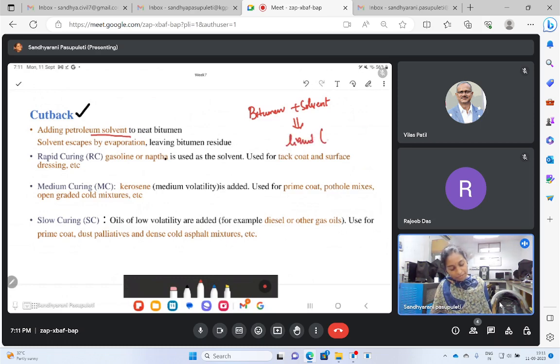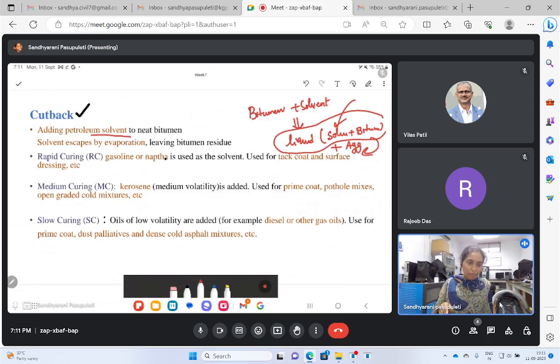In this liquid bitumen, solvent plus bitumen in liquid state is present. Because the viscosity is now very low, if the aggregate comes in contact, it will coat the aggregate easily. After coating, or during the coating, whatever solvent is present has to evaporate, so only bitumen is available for coating the aggregates. So where does this solvent usually go? It has to go to the environment.